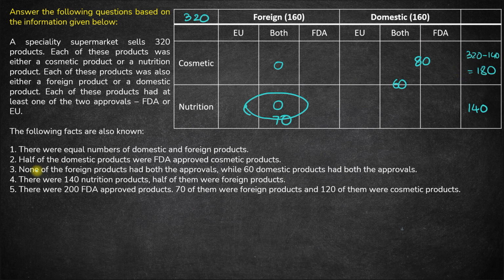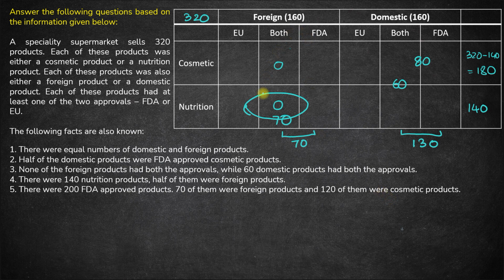Next, there were 200 FDA approved products. 70 of them were foreign products and 120 of them were cosmetic products. Out of 200 FDA approved products, 70 were foreign. So foreign FDA approved products will be these four blocks combined, which should be 70. If there are 200 FDA approved products in total and 70 are foreign, the remaining 130 must be domestic.